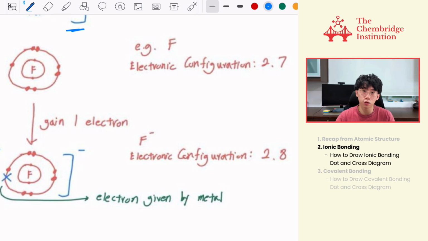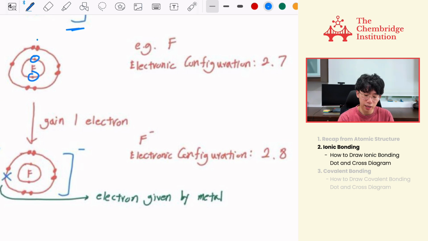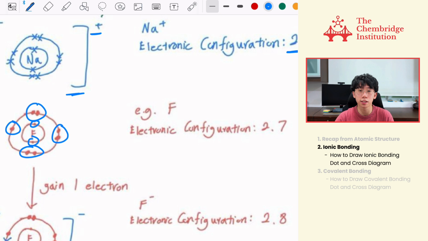So when you draw the dot and cross for fluorine, you will have 2 electrons in the first shell, and then you have 7 electrons in the second shell, right? And do take note that I've used a circle instead because it will be different from sodium, where it has crosses, right? It's called dot and cross, so generally it will be a difference of circles and crosses, right? And because they are different elements, we use different legends.